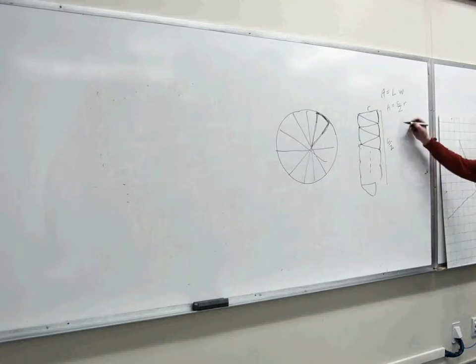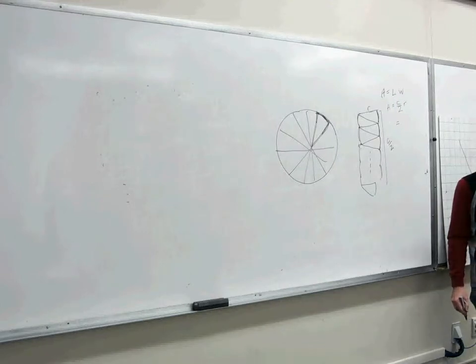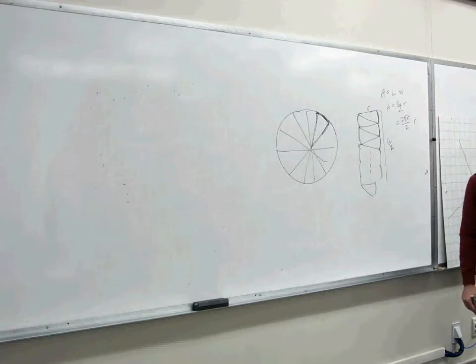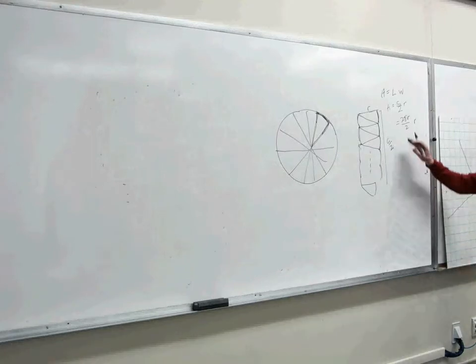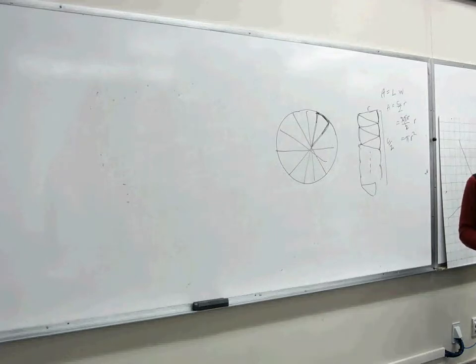But what is the circumference of a circle in terms of the radius? The circumference is 2 pi r, right? It's pi times the diameter. The circumference of a circle is pi times the diameter. So the circumference is equal to 2 pi r. The 2's cancel, and I get pi r times r, which is r squared. Pi r squared.